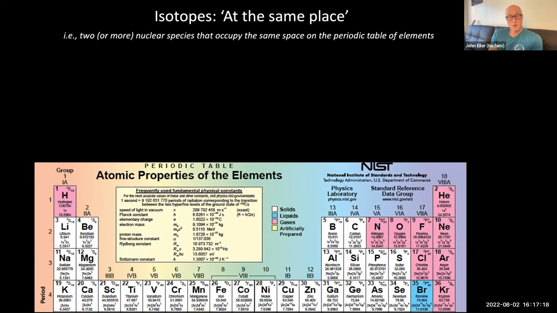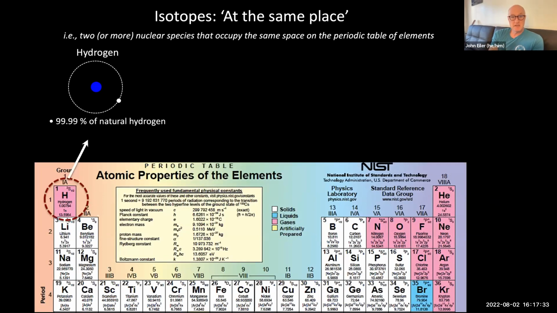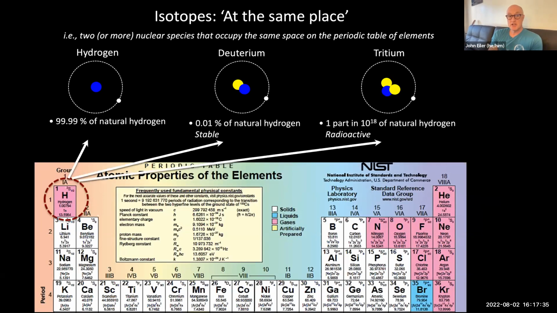Isotope is a word that was made up around 1920. It means same place in the periodic table of elements. What it refers to is the phenomenon of multiple atomic species that share the same number of protons, and therefore they share the same number of electrons, and therefore they share the same chemistry, and they end up at the same place in the periodic table, yet they have different numbers of neutrons.